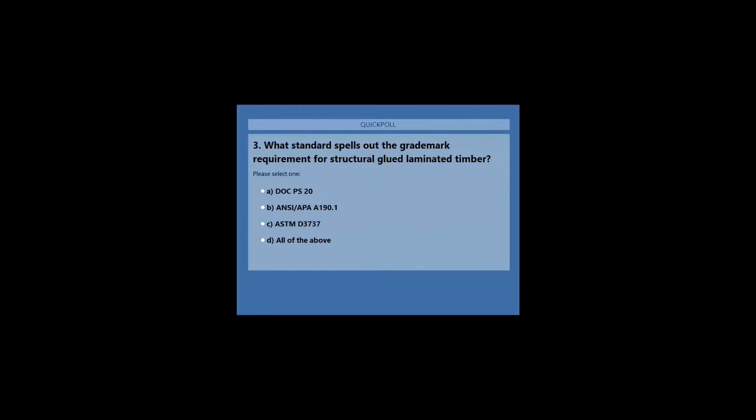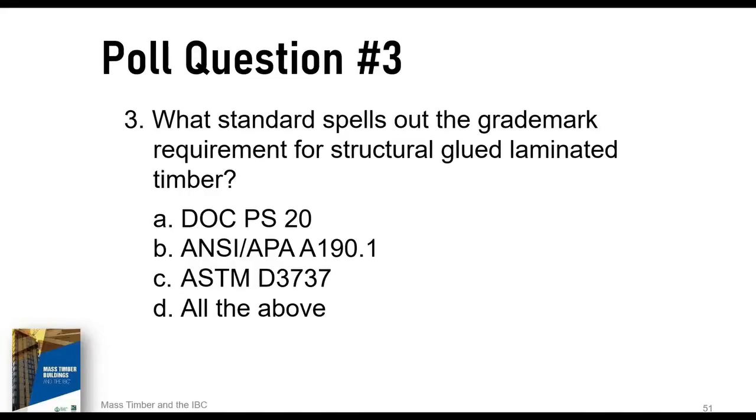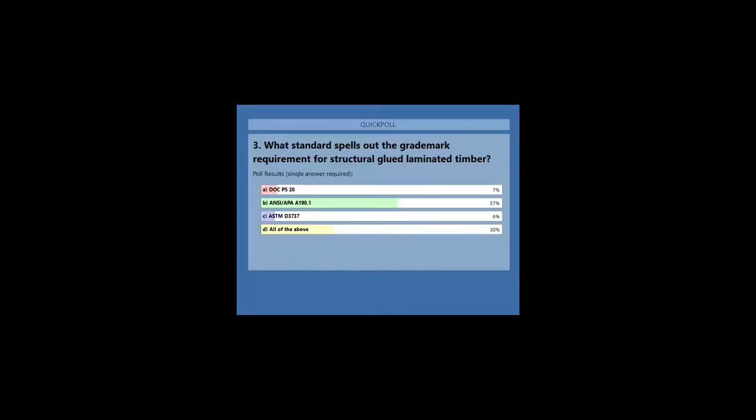Okay, we'll go ahead and close the poll. And I'll share the choices people made. What standard spells out the grade mark requirement for structural glued laminated timber? 7% chose A, DOC PS 20. 57% chose ANSI APA A190.1. 6% chose ASTM D3737, and 30% chose all of the above.